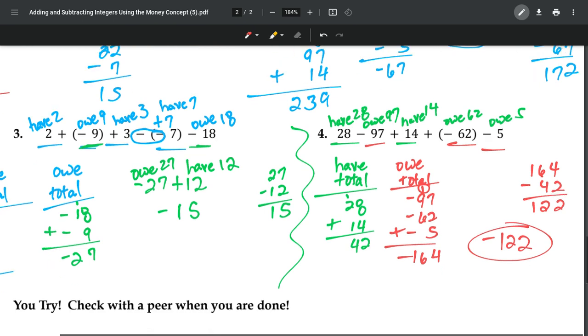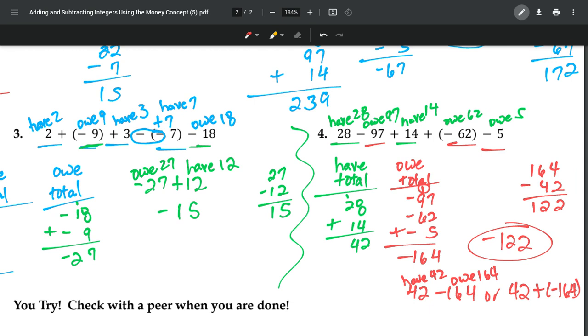So again, guys, this is all I'm doing. I'm just doing 42 minus 164, or you could have written 42 plus negative 164. You could have put the negative 164 first, but either way, you have only 42 and you still owe me 164, which means after you give me the 42, you're going to still owe me 122, guys. I hope that makes sense.